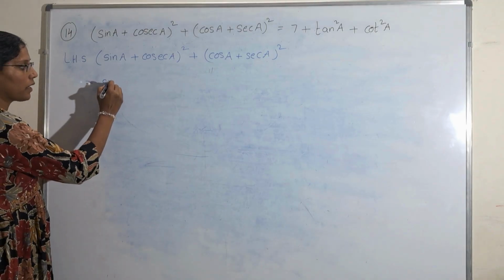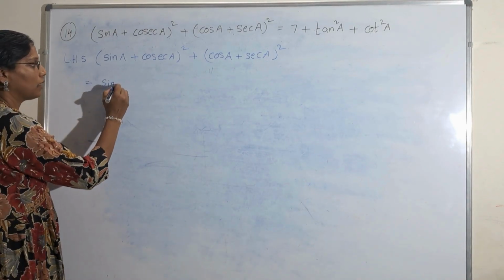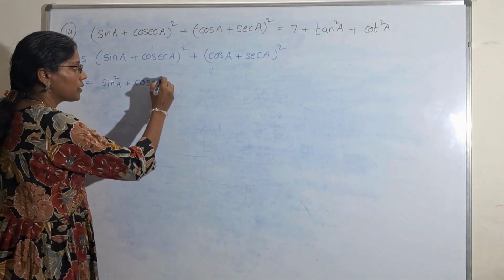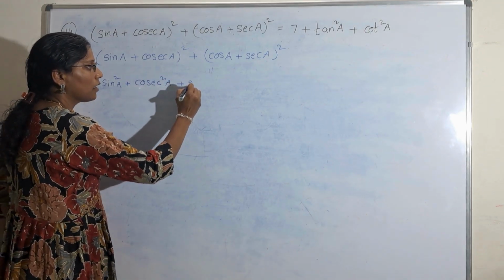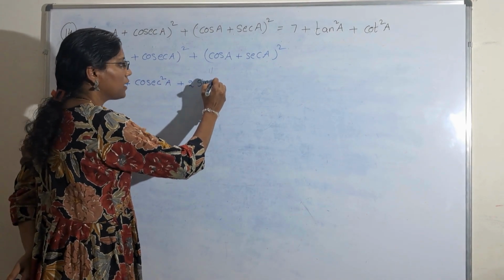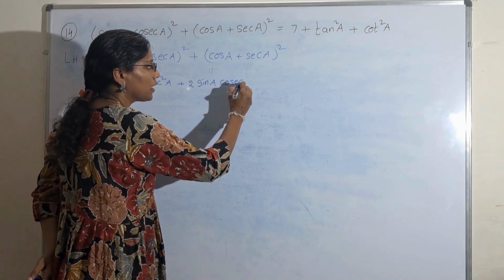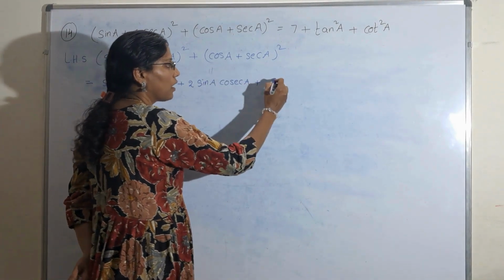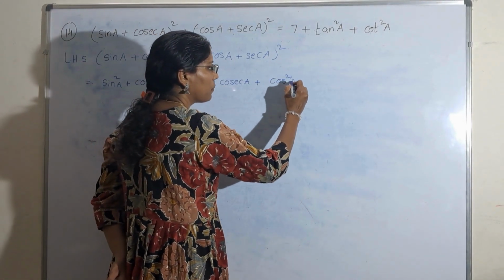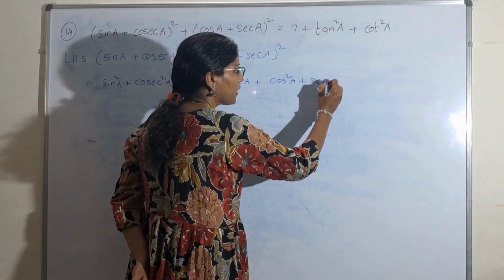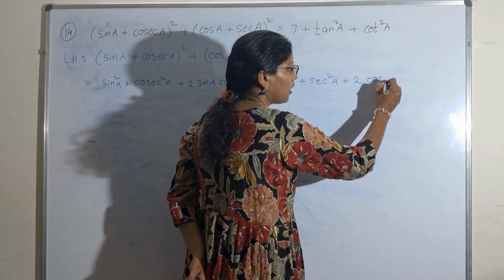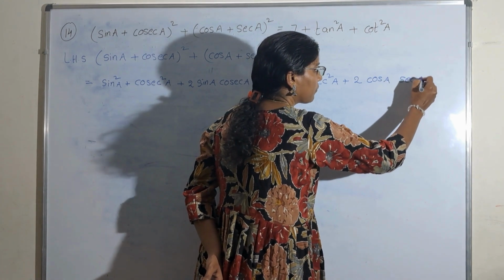The formula is A square plus B square plus 2AB. Sin square A plus cosecant square A plus 2 sin A into cosecant A. That is the first bracket value. Next, the second bracket value: cos square A plus secant square A plus 2 cos A into secant A.